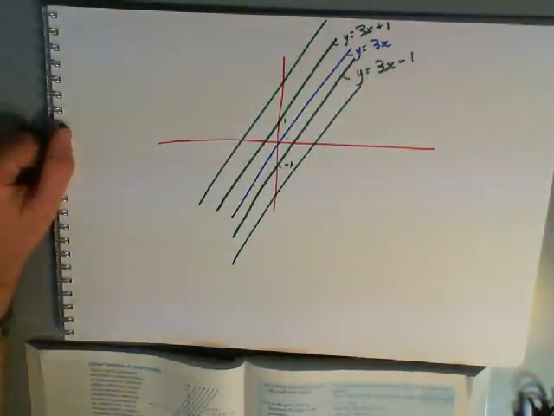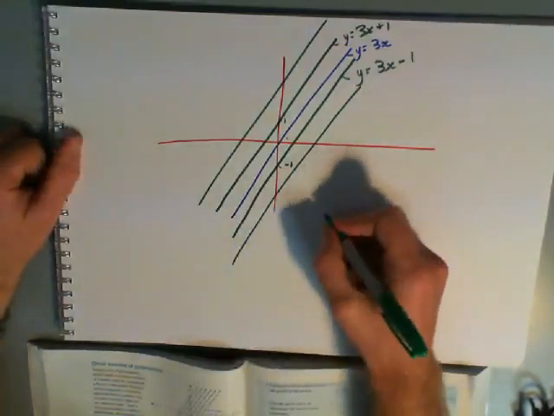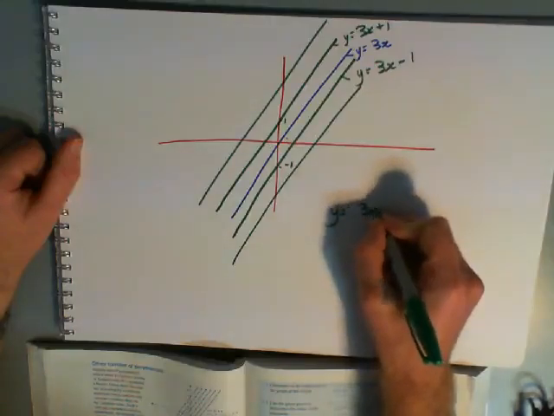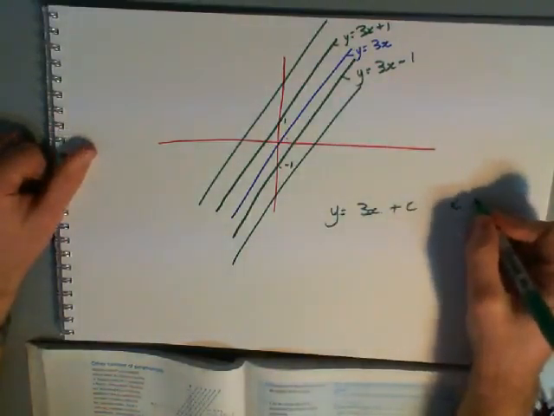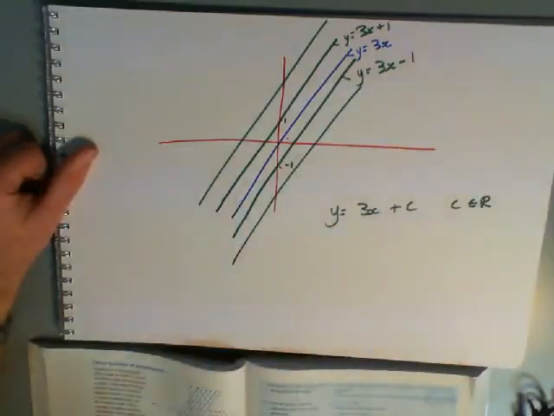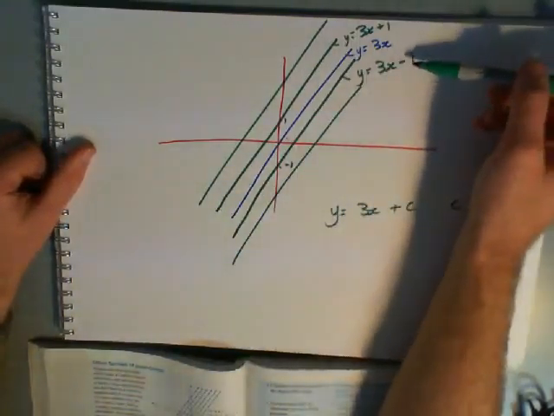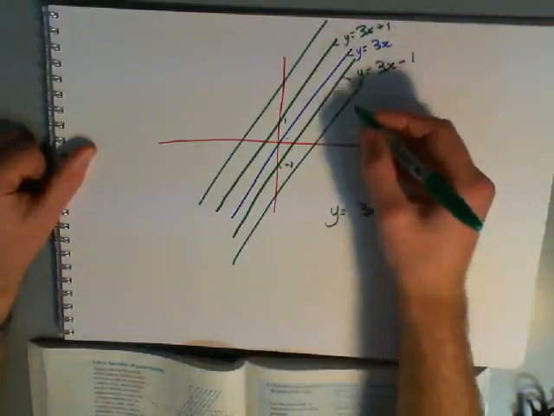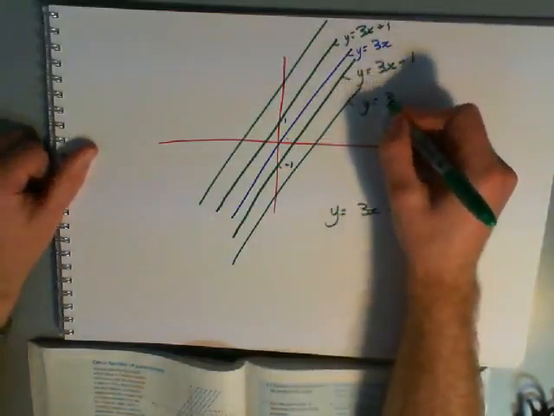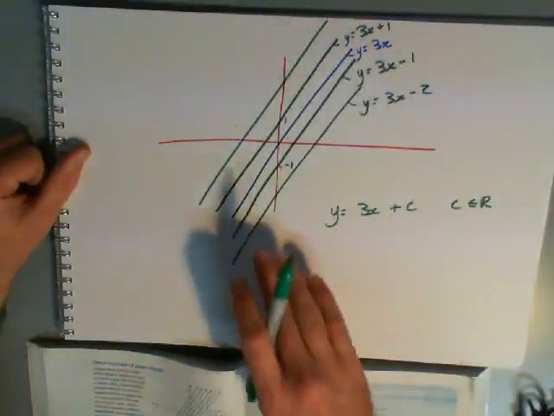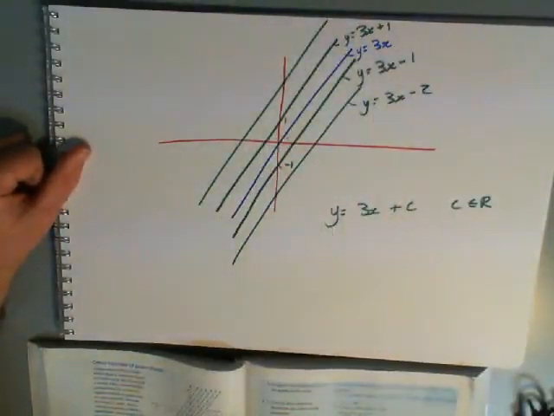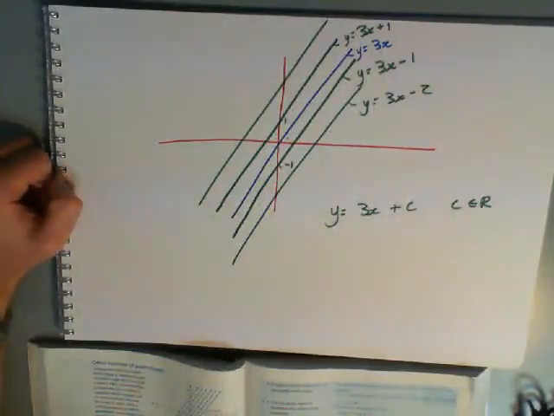So what we can say is this is a family of parallel lines defined by the equation y equals 3x plus some constant c, and c is part of the real numbers. I've shown a couple of numbers here, -1 and +1. I could have done this one as well, 3x take 2 and plus 2. So these are all families of polynomials. In this case, they're all linear.